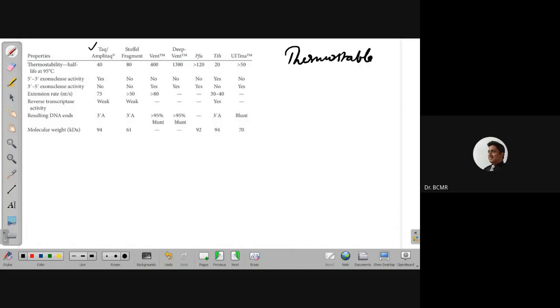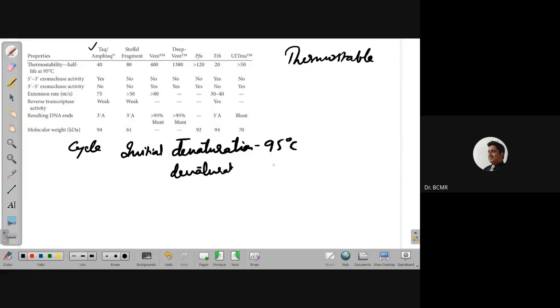Why is that? Because we are going to use 4 different cycles of PCR. The cycle is initial denaturation, right? And initial denaturation is around 95 degrees centigrade. And then you have the denaturation. That's about, it depends on the primer annealing temperature. Assume it is somewhere around this.